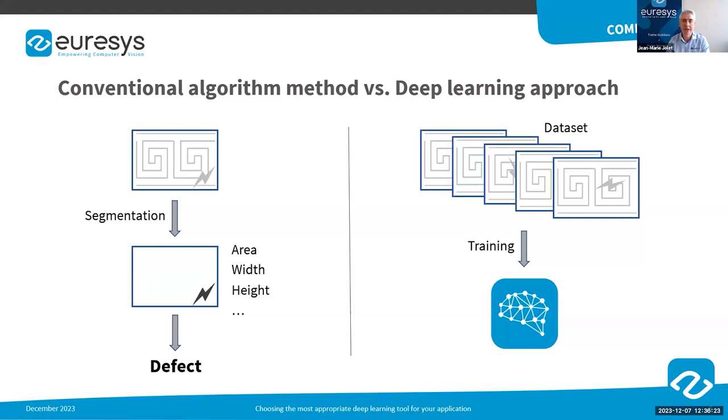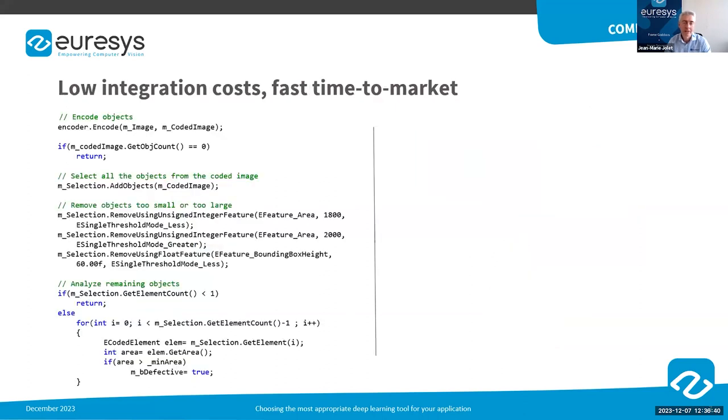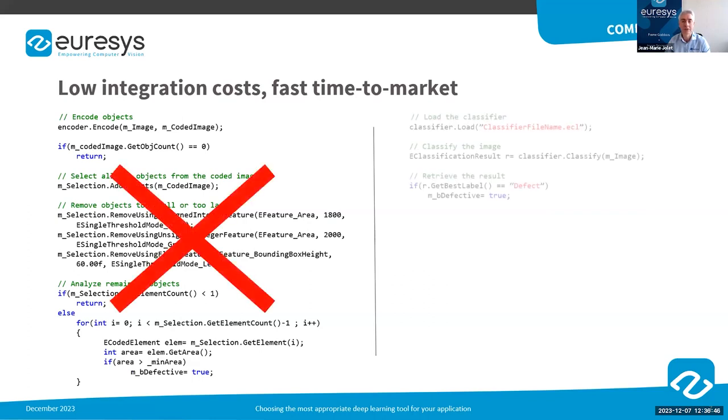Unlike rule-based algorithms, where we must provide a detailed description of the object or the defect we are searching for, in the case of deep learning, we just need to train a neural network with a dataset of images featuring these objects or defects. So in terms of programming, since we don't have to write code to describe in detail what is considered as a defect, the development of a deep learning-based application is easier and much faster.